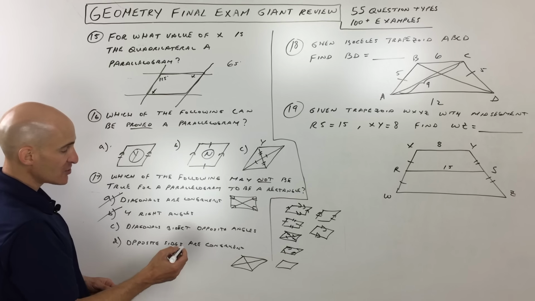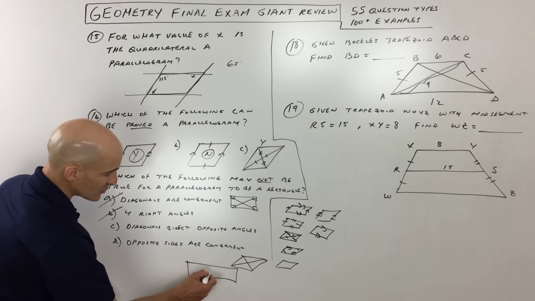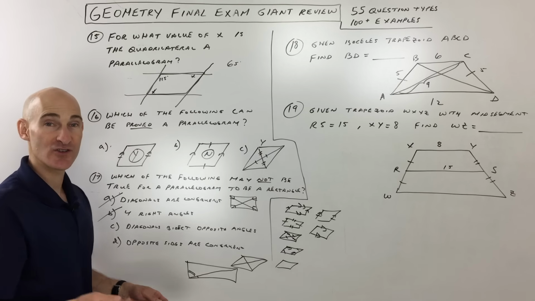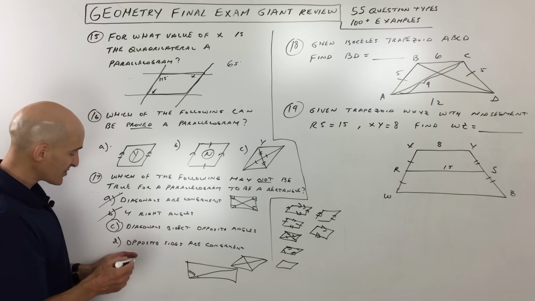And one way to prove this to yourself is to draw a really long rectangle like this and then draw a diagonal. You can see that this angle is much smaller than this angle. So you can see that that's not true. So that's a good counterexample. So it looks like it's letter C, but let's check letter D.